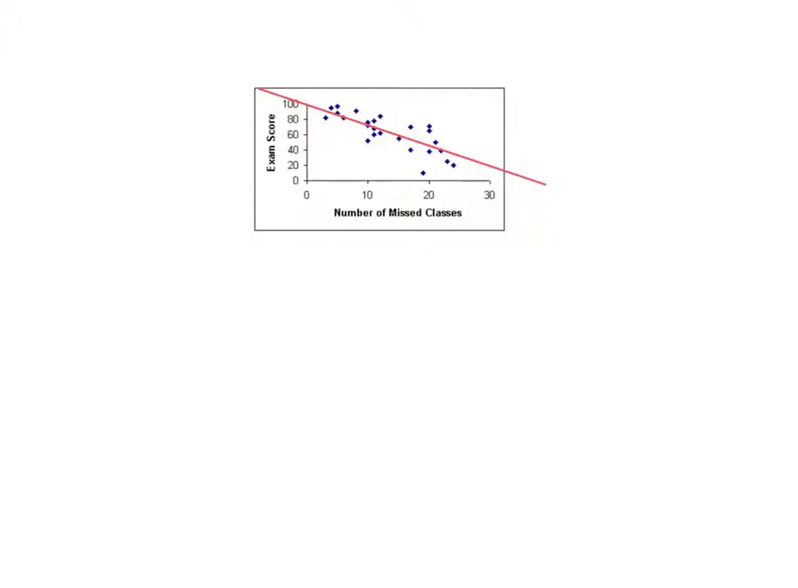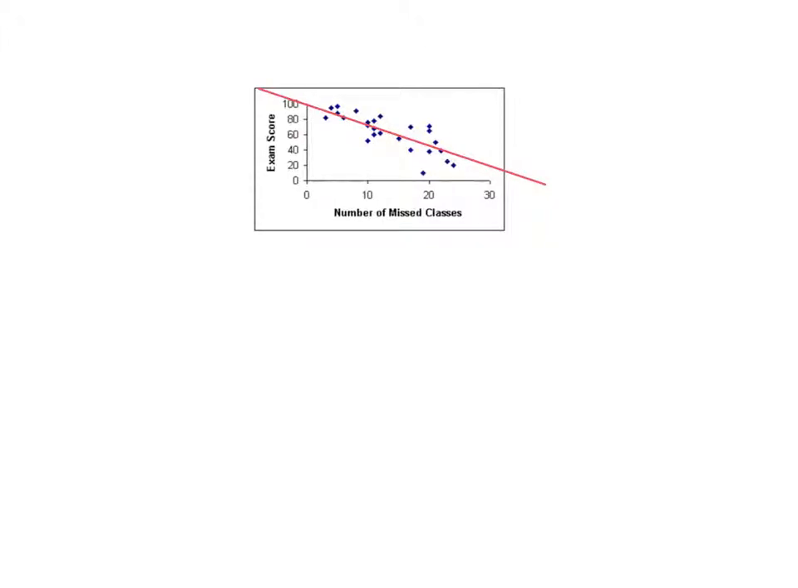But on this, we're going to expect a negative slope. The y-intercept may actually end up being 100, but again, that would be unrealistic because you certainly can't guarantee that if a student misses no classes, they're going to get a perfect score on the test. But I wanted you to see this is sort of what a line of best fit would look like.